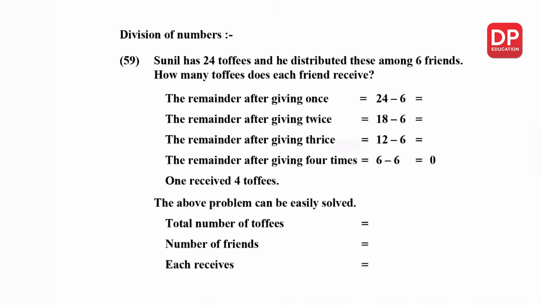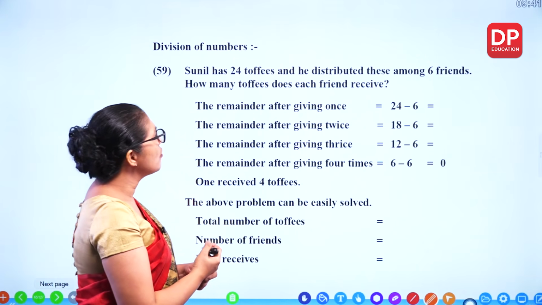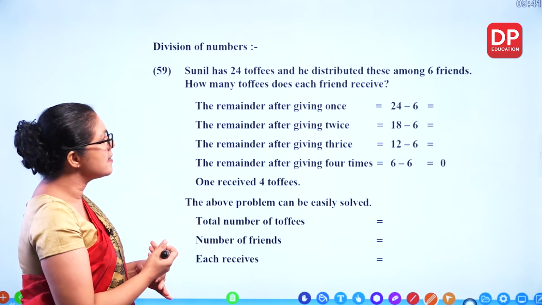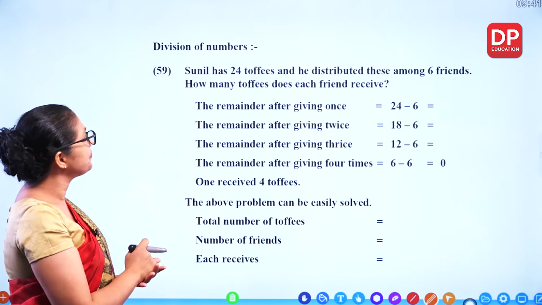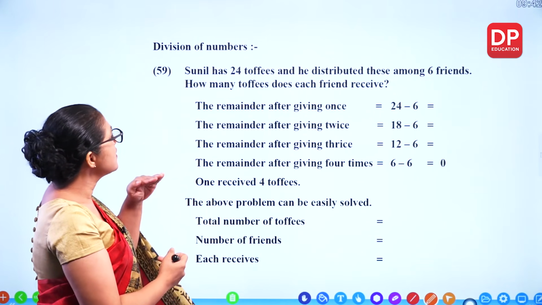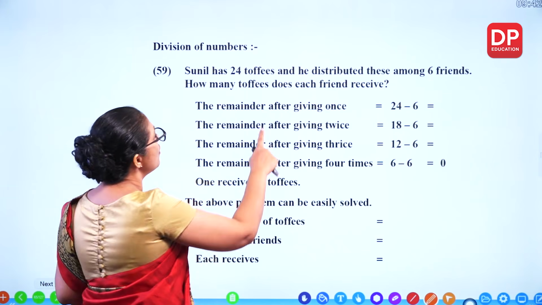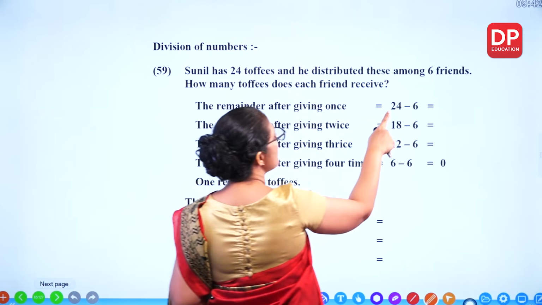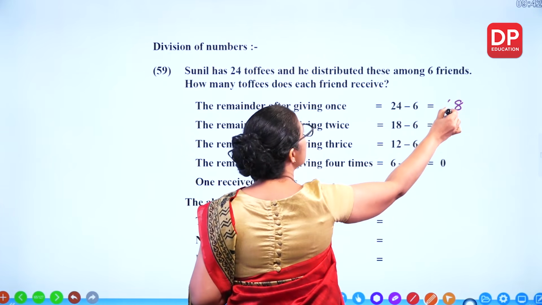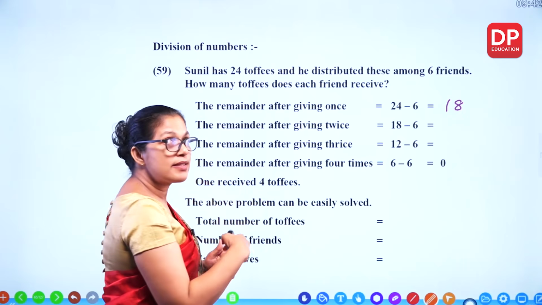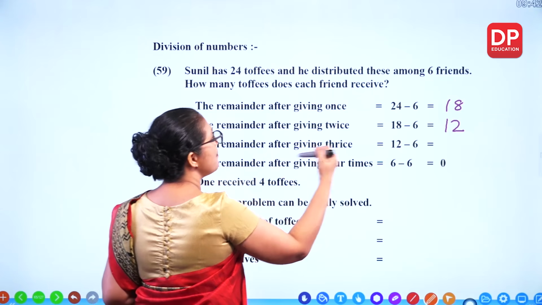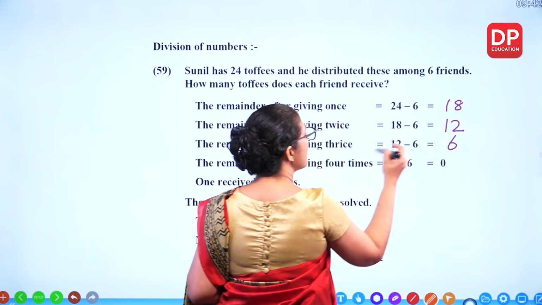Now we'll look at division. Division of numbers. So look at this question. Sunil has 24 toffees and he distributed these among 6 friends equally. How many toffees does each friend receive? So first 24. So what's the remainder after giving once? 24 minus 6, you get 18. Then second time when you give another 6, 18 minus 6, you get 12. Third time, 12 minus 6, you get 6.